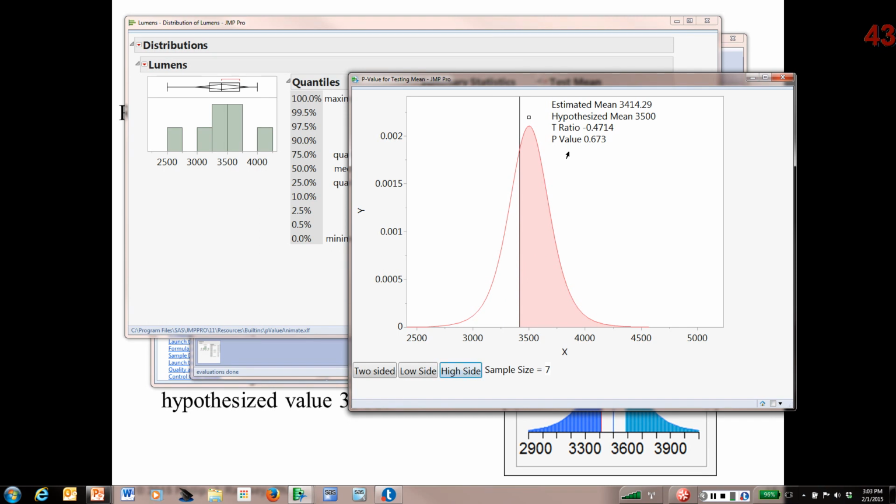Well, it turns out that under the hypothesis that the mean is 3,500, about 67% of all sample averages could have been greater than 3,414. So once again, I would not reject. So basically, all three forms of the hypothesis test lead to the same conclusion. It's entirely possible that the theoretical mean of this distribution is 3,500.